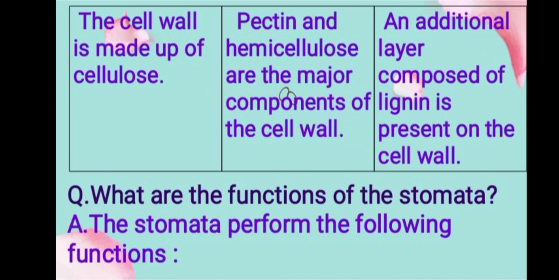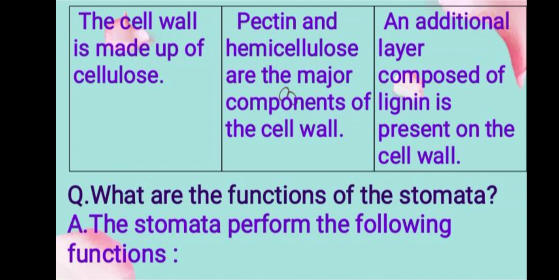Another point of difference is the composition. In parenchyma, the cell wall is made up of cellulose. In collenchyma, pectin and hemicellulose are the major components of cell wall. We call it as pectocellulose. Whereas in sclerenchyma, an additional layer composed of lignin is present on the cell wall.